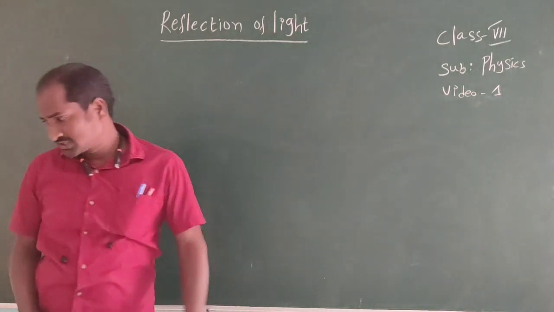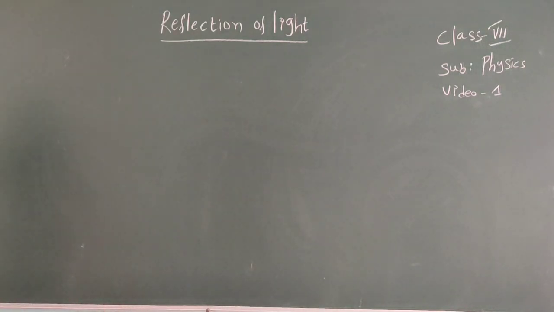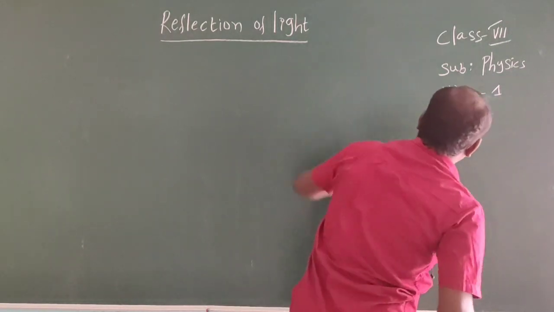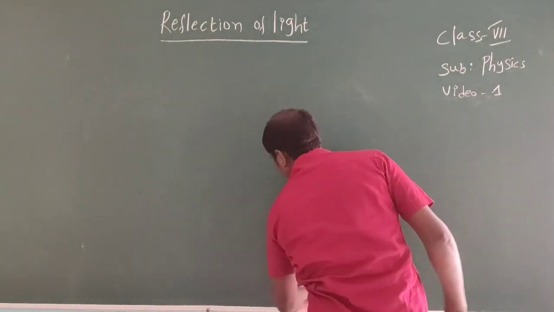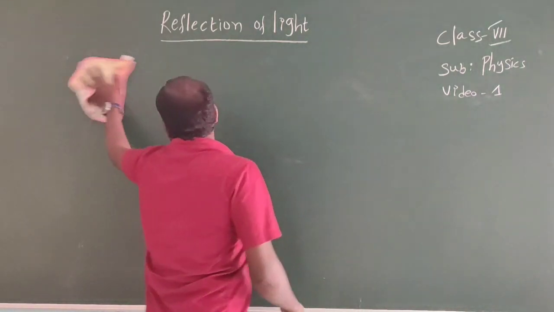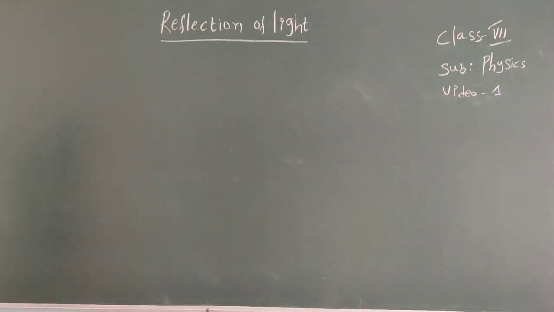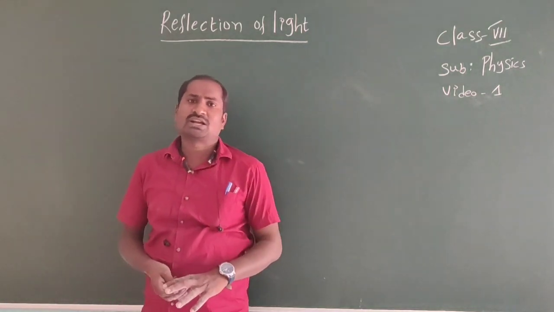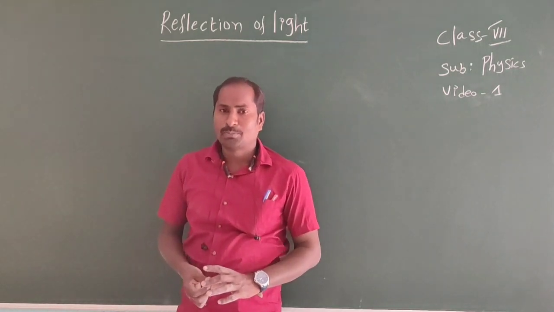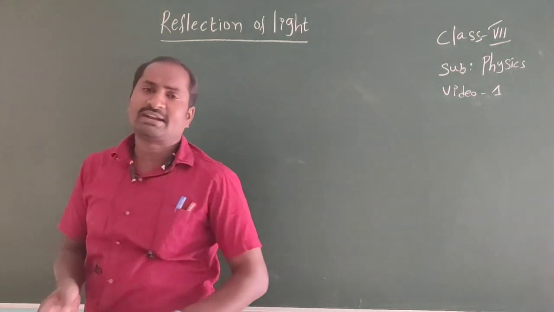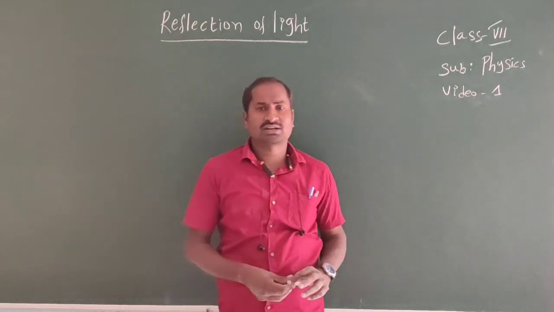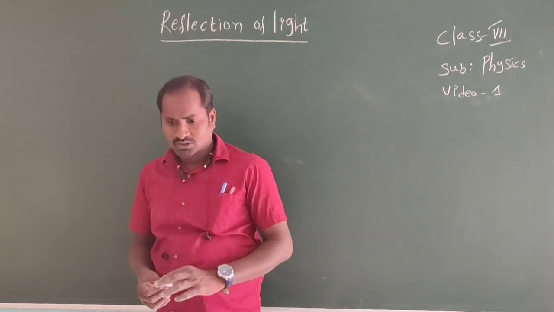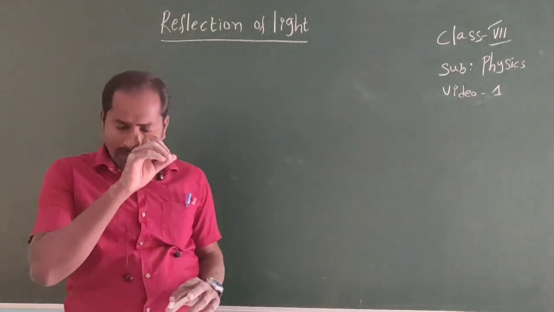Reflection of light on the state board. We know light is a form of energy. Without any material medium, light can travel from one medium to another medium. The velocity of light in vacuum is 3 × 10⁸ meter per second. Light always travels in a straight line. These are the properties of light.